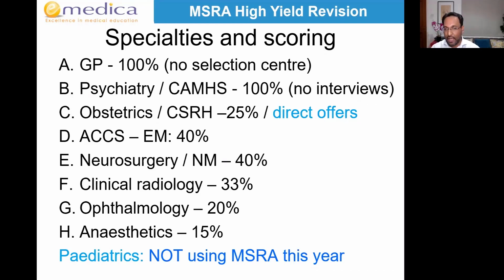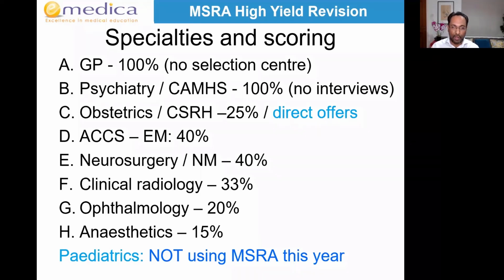For obstetrics and sexual and reproductive health, the MSRA is 25% of your total score. The rest is made up of portfolio and interview. However, the very top scorers can get a direct offer and skip the interview. They're not recruiting in this round. They'll be recruiting in round 1. For ACCS emergency medicine, 40% of your score is MSRA, but because that's a really competitive specialty, they also use the MSRA to shortlist who's going to get an interview slot.